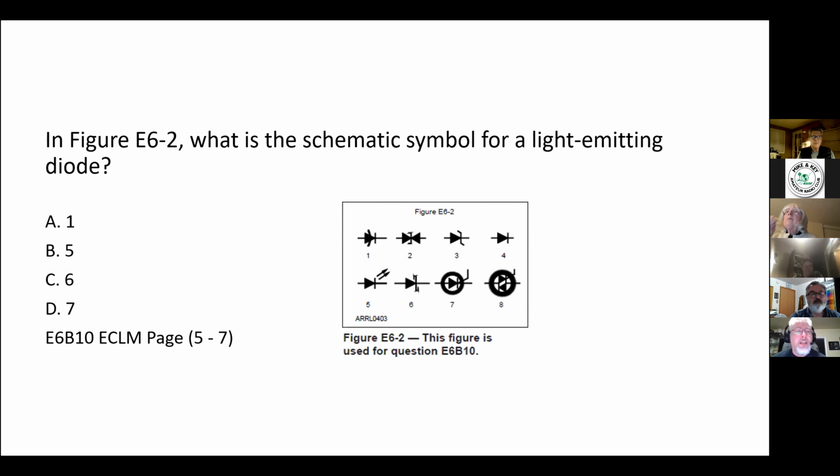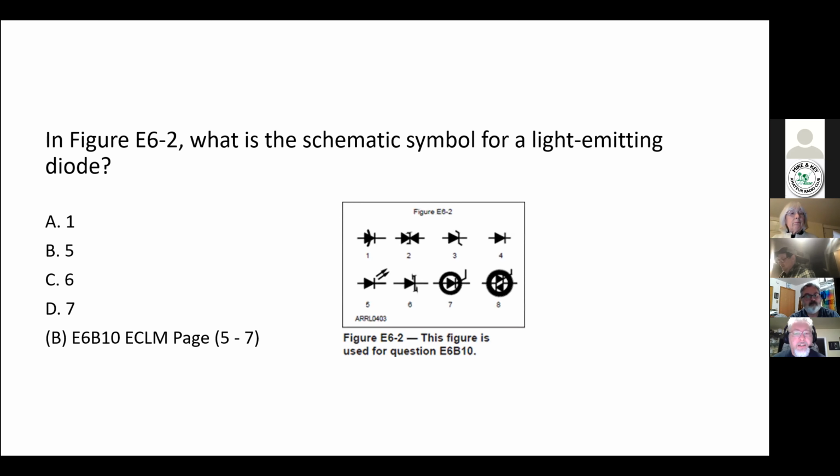In figure E6-2, what is the schematic symbol for a light emitting diode? A, number 1, B, number 5, C, number 6, or D, number 7? B. Bravo is correct, number 5.